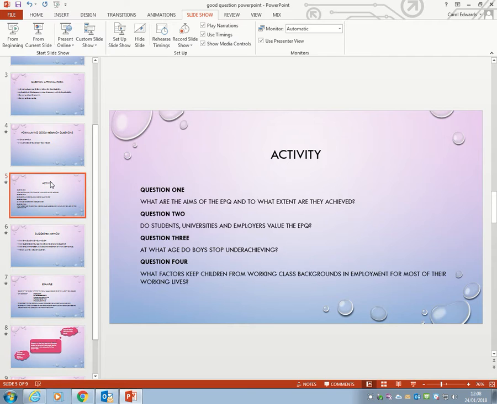So if we have a look at question 1, what are the aims of the EPQ and to what extent are they achieved? Well, that is an okay question. It's one that will get you started quite well. You're asking for the aims and to what extent are they achieved.